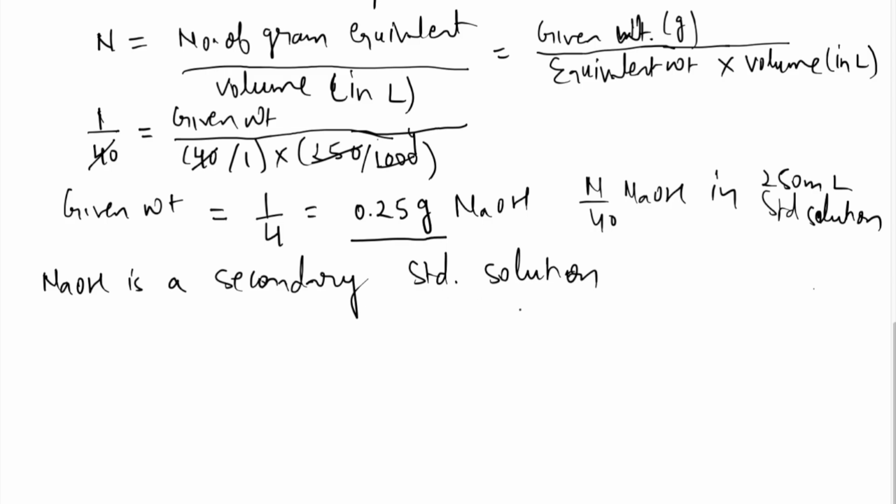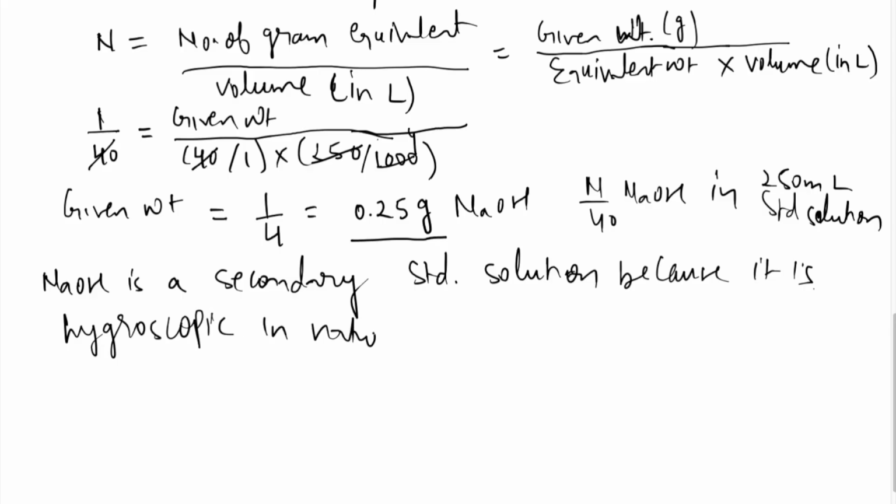So what is a secondary standard solution? It is a solution which cannot be accurately weighed. Why? Because it is hygroscopic in nature. It has the tendency to absorb moisture from the air. That is why if you are going to weigh 0.25, the amount will not be accurately 0.25. So you will always end up with a little bit lesser amount of the NaOH, because it is going to absorb some amount of moisture.